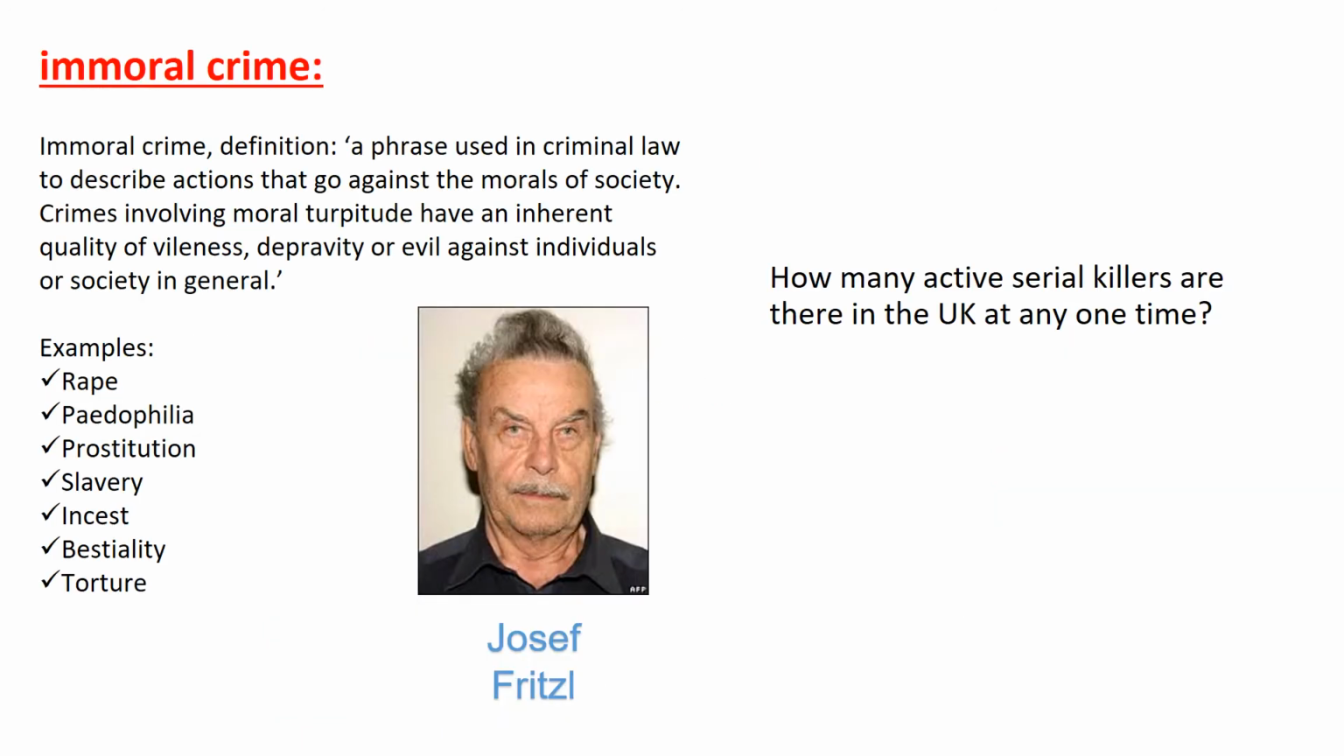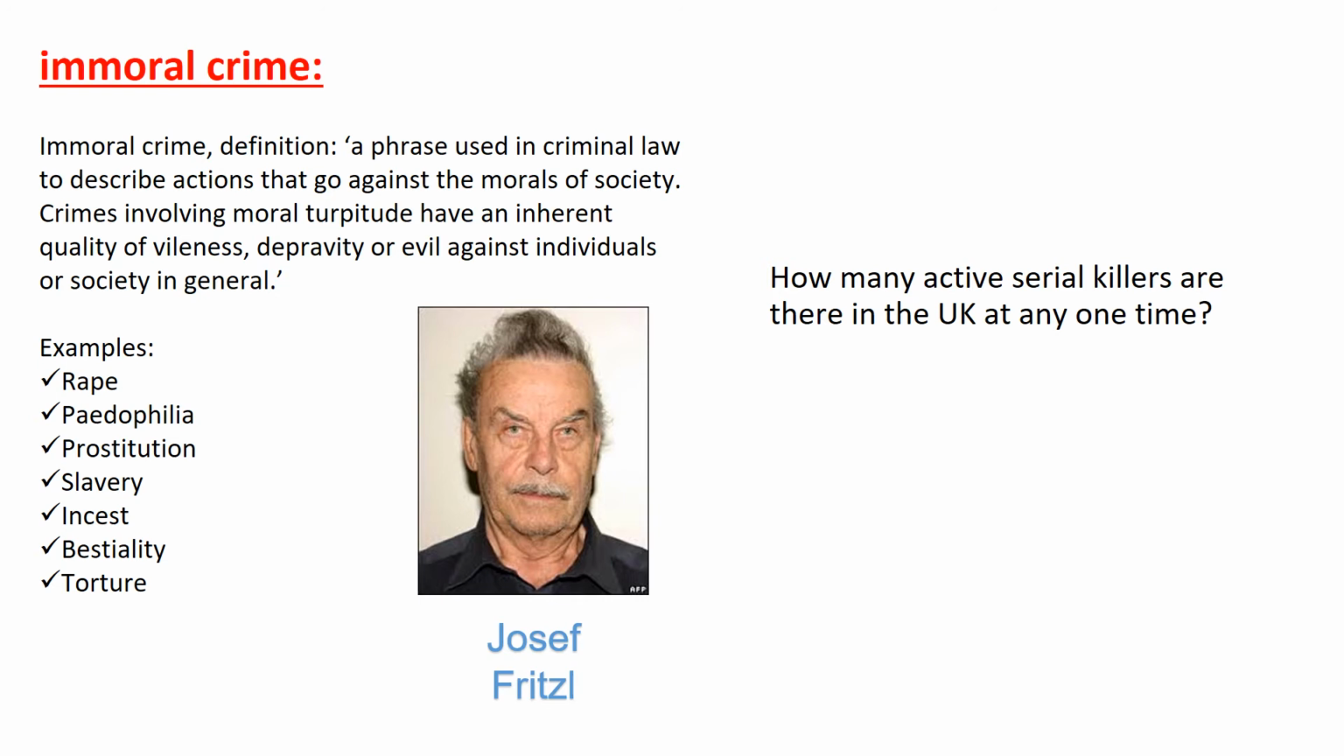In contrast to moral crime, we have immoral crime. This is a phrase used in criminal law to describe the actions that go against the morals of society. Crimes involving moral turpitude have an inherent quality of vileness, depravity or evil, and they go against the individuals or society in general. So examples of this crime include rape, paedophilia, prostitution, slavery, incest, bestiality and torture.